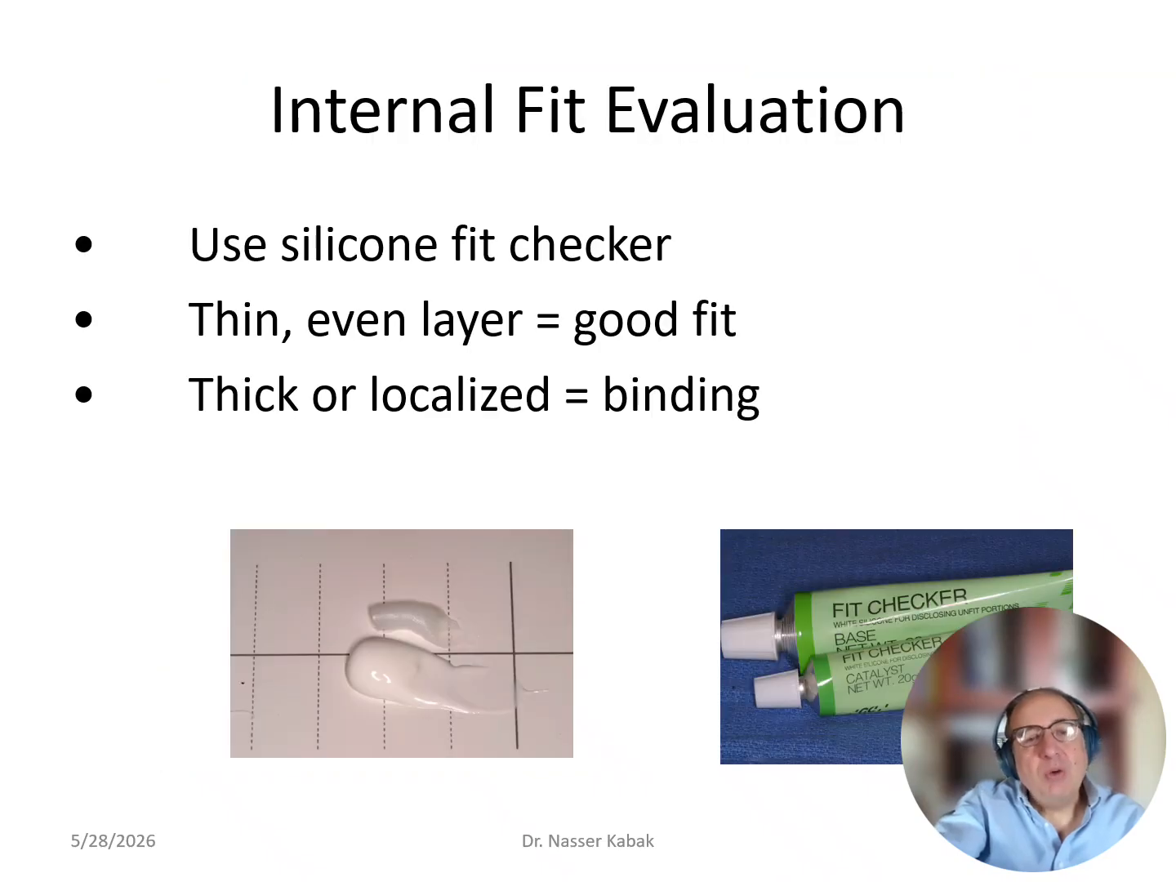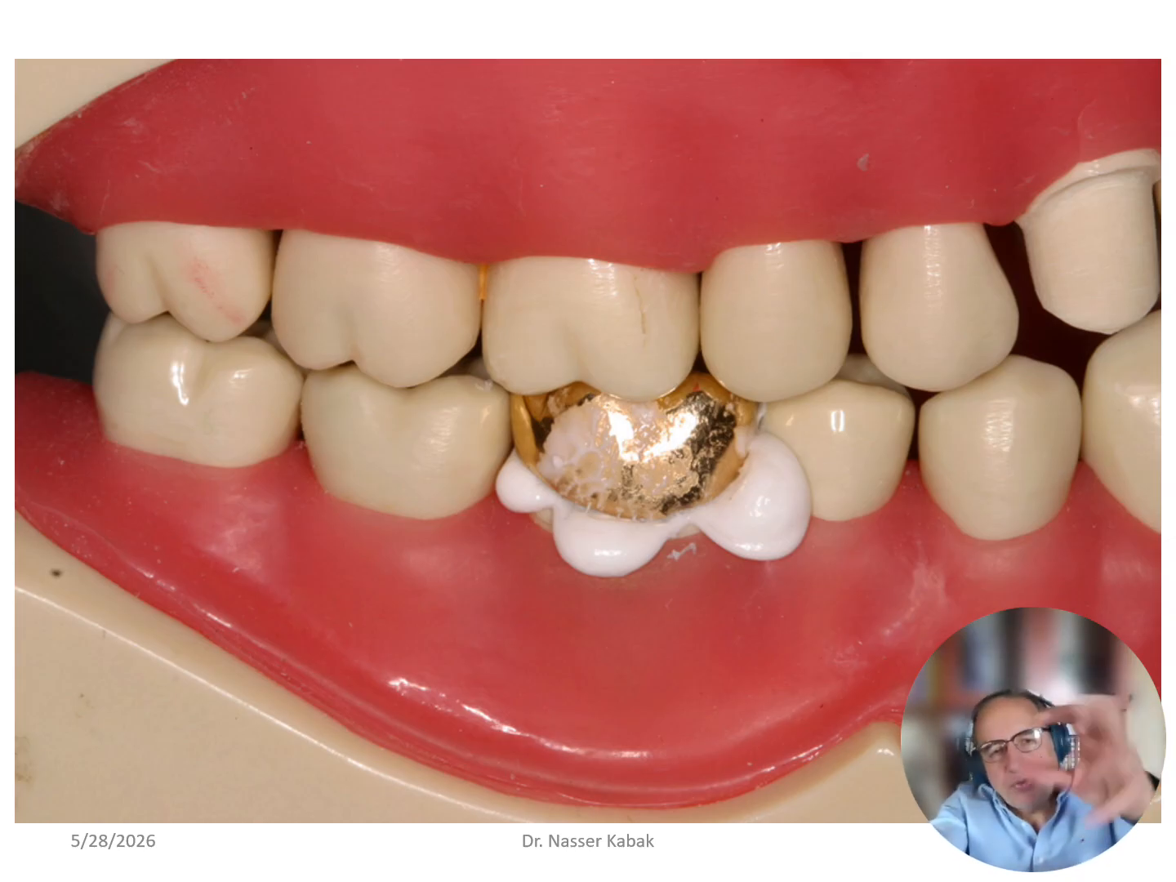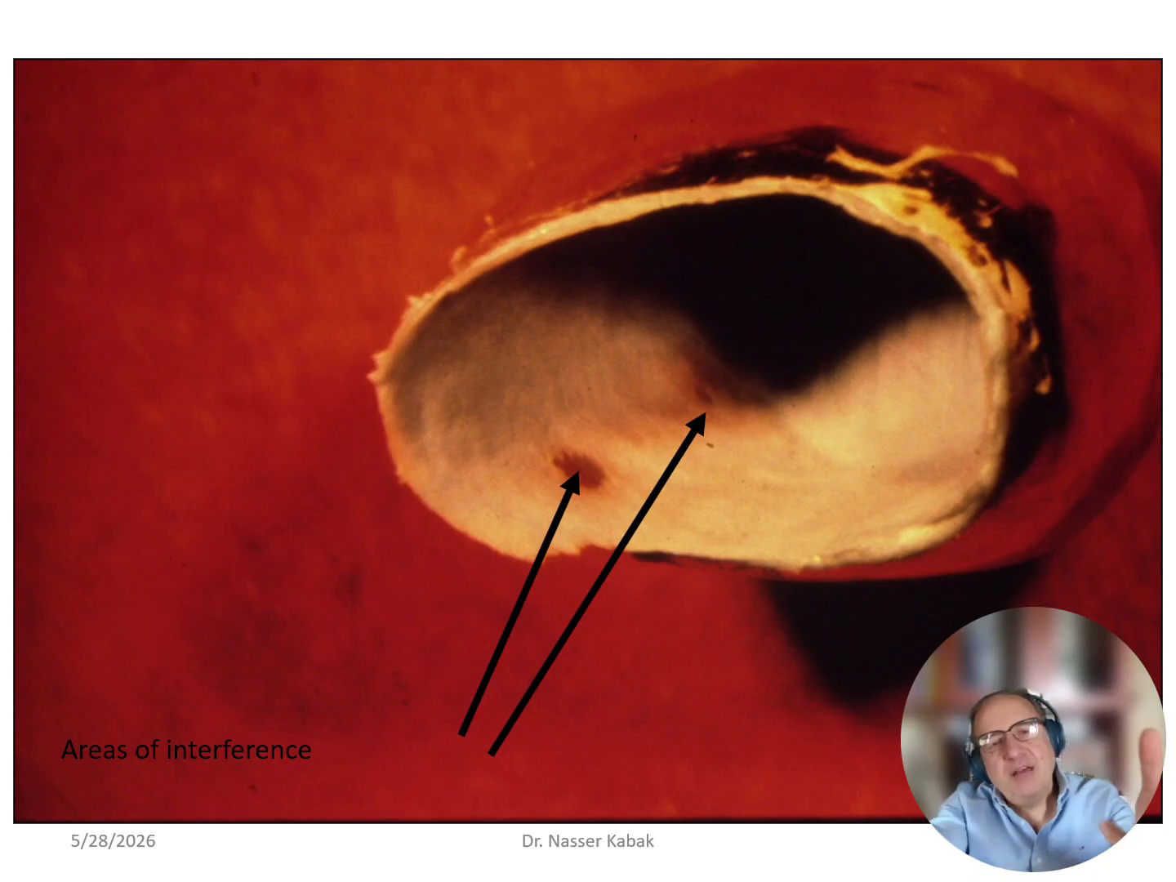So how can I check that the internal fit of the restoration is excellent? By using either this material, which is Fit Checker from GC, or elastomeric impression materials, but the light body material. A droplet or small piece of base and catalyst are mixed, then introduced inside the crown, and the crown is fit over the prepared tooth structure with a little bit of rocking motion. After that, we remove it after the impression material sets. And as we can see here, we have places of binding.